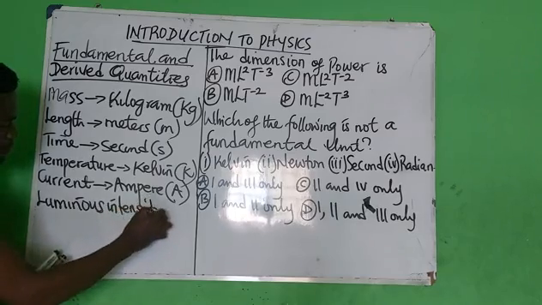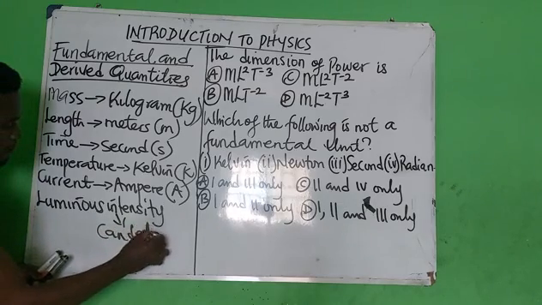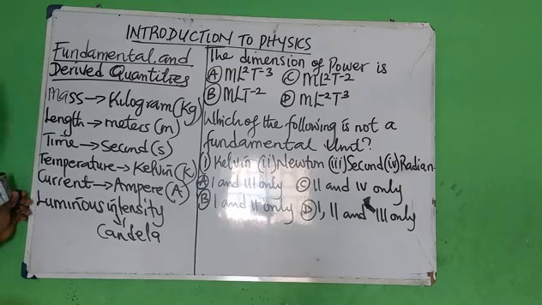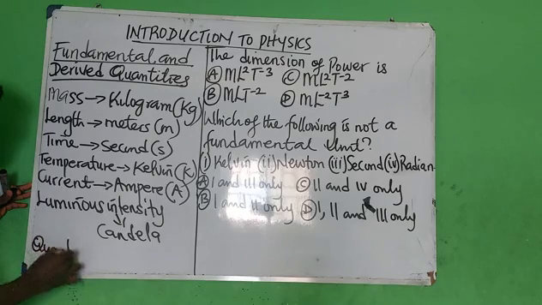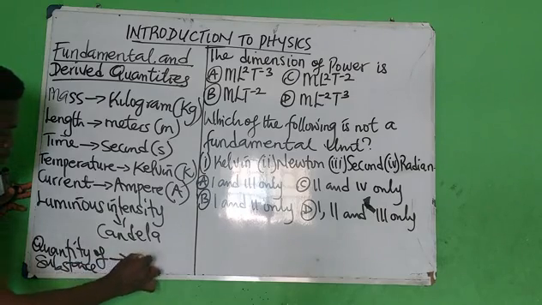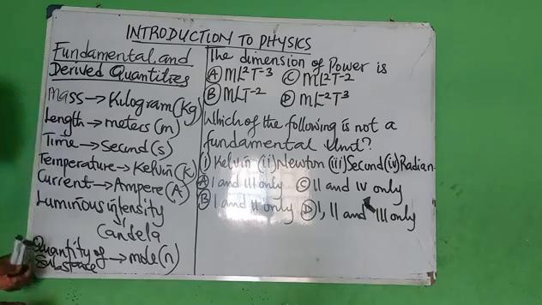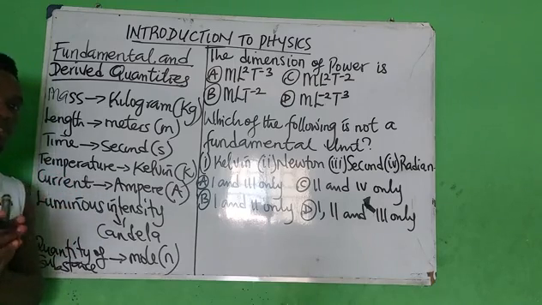You now have luminous intensity. Luminous intensity is measured in candela. You now have, or you say, quantity of substance. Quantity of substance is measured in what? Moles. That is small letter what? M.